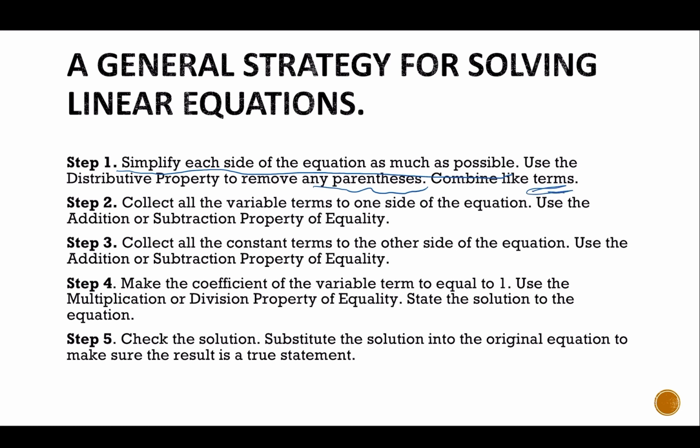Step two is we're going to collect all our variables on one side of the equation. Then we need to collect all of our constant terms on the other side of the equation. Next, we need to make the coefficient on the variable term equal to 1, and we can use the multiplication or division property of equality for that. And then we can state our solution.